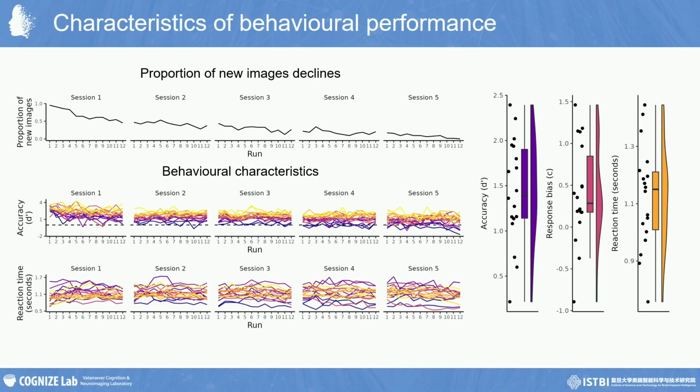And one thing, as a consequence of the fact that we repeat each image 3 times, we have a lot of new images at the beginning and very few images that are new at the end of the experiment. But most importantly, the accuracy over time is relatively stable, though there is great variability across participants, but they continue to be engaged across the task, essentially.